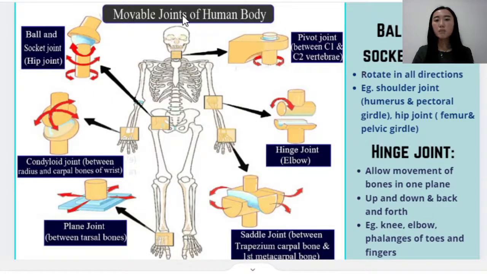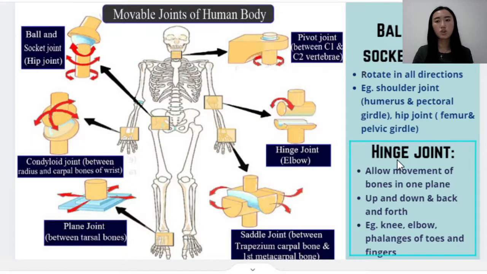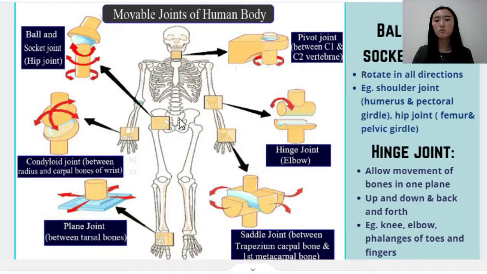Then we look at the movable joints of humans. As I said just now, in your syllabus we focus on the ball and socket joint and also the hinge joint. Ball and socket joint enables movement or rotation in all directions, which means this joint allows movement in 360 degrees. For example, the shoulder joint between the humerus and pectoral girdle, and also the hip joint, as you can see in this diagram, the hip joint between the femur and pelvic girdle.